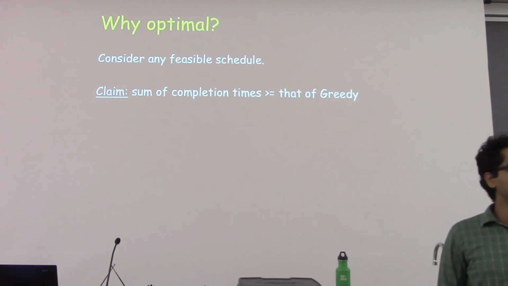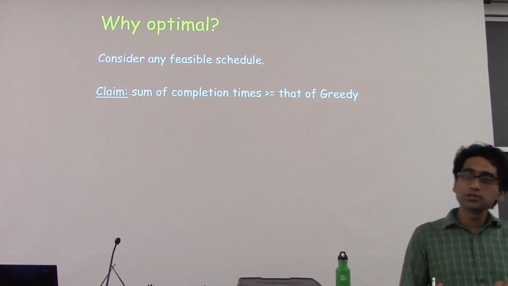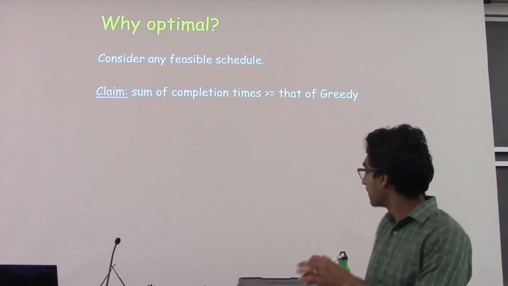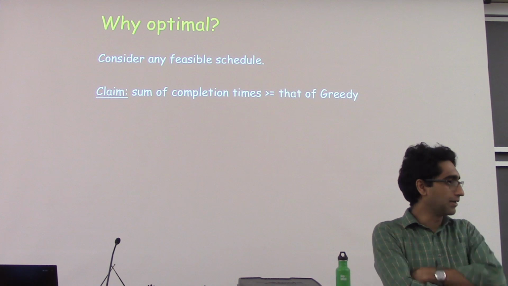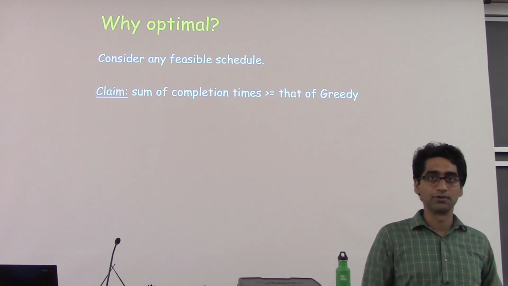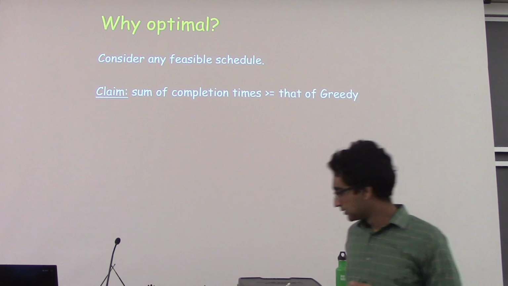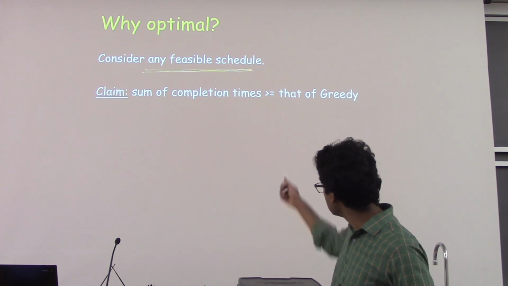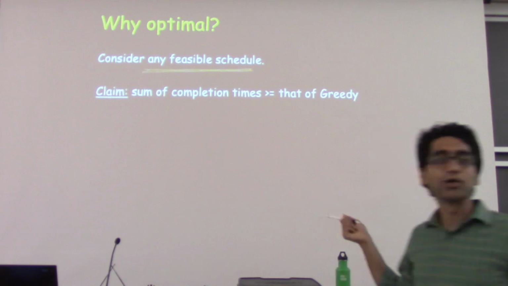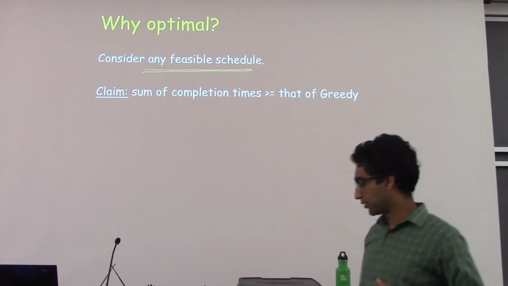Okay, so you say that my algorithm does something, consider the optimal schedule, and I'm going to show that my algorithm does at least as well. Okay, so this is what we were also seeing last time. So we'll show this for this algorithm. I'm saying that consider any feasible schedule, and I'm going to show that the sum of completion times is bigger than that of what greedy does. So this is the claim that we're going to show.